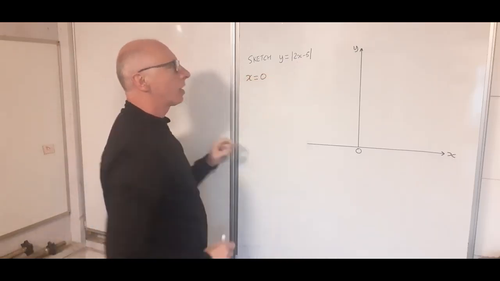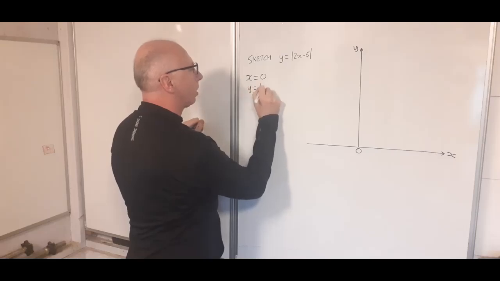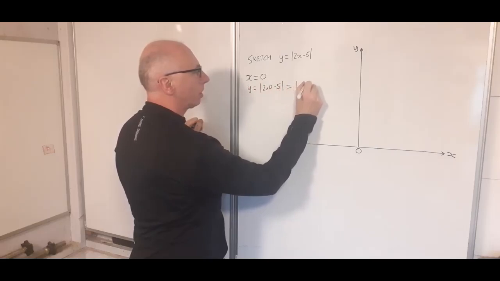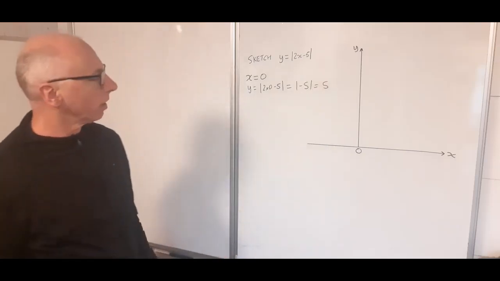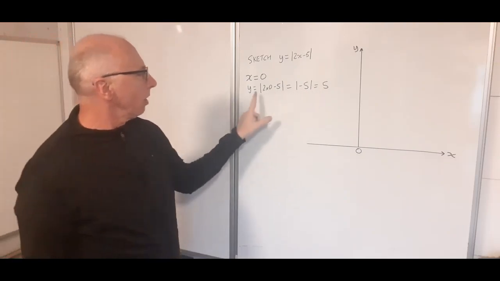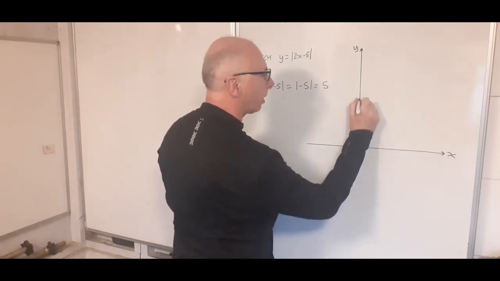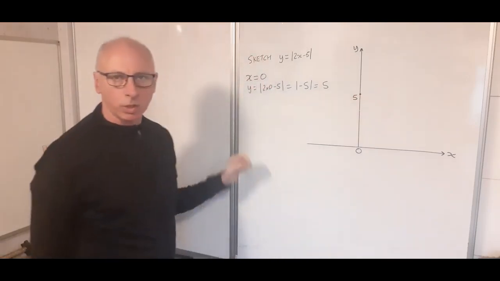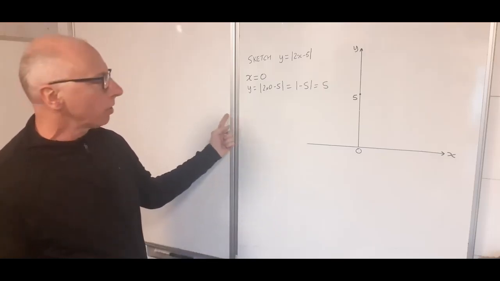So if x equals 0, y equals the absolute value of 2 times 0 minus 5, which is the absolute value of minus 5, which is just positive 5. So that's always positive. So here, when x is 0, y is 5. So I can just sketch y is 5 there. I put my coordinate, that's where y is 5. Okay, now what else can I do?